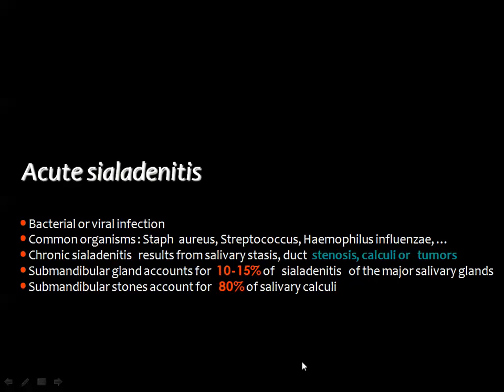Acute infection of the salivary glands may be caused by bacterial or viral organisms, and here are the common organisms seen in the clinical practice: the staph, the strep, and the Haemophilus influenza. Sialadenitis, whenever it is in the chronic form, it is usually the sequelae of obstruction of the draining duct of the affected salivary gland, and this obstruction may be due to a stricture, calculus, or tumor.